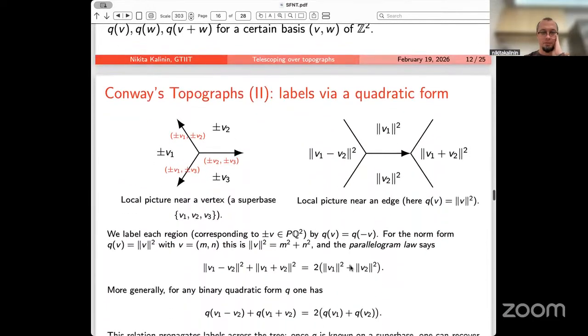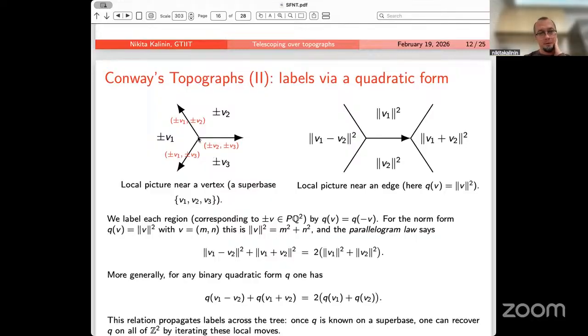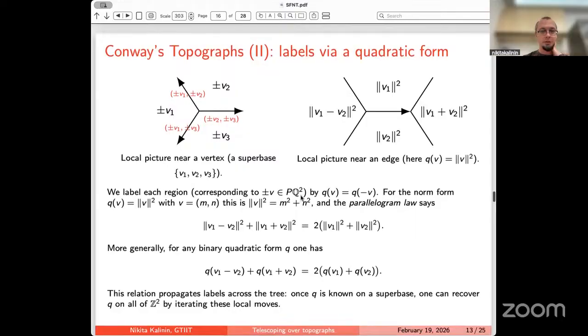Okay, now let's look at the picture. So you have a vertex, and the regions correspond to vectors, plus minus v1, v2, v3. And then naturally every edge corresponds to a pair of vectors. Conway has a term, superbase. So v1, v2, v3 is a superbase. And with a certain choice of sign, you have that v1 plus v2 plus v3 is 0. And then we label every region by the value of the quadratic form on this region.